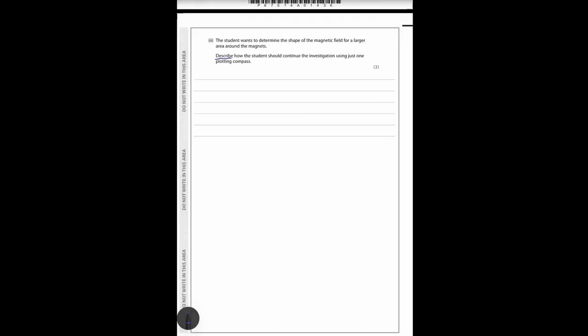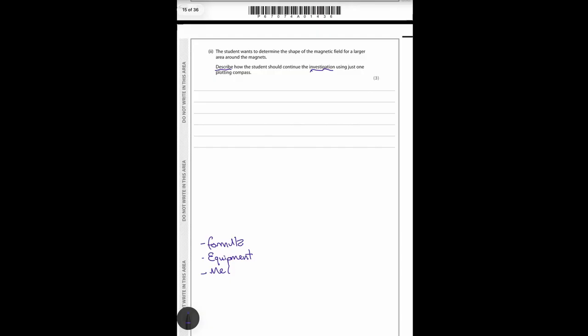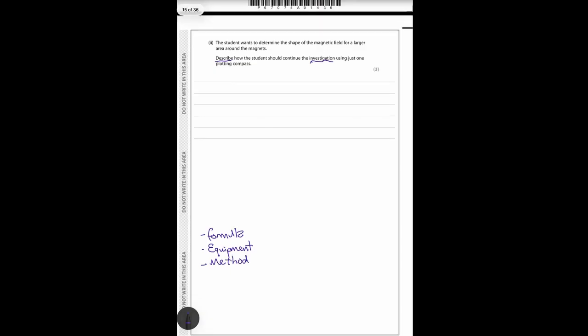Okay, so this is one about describing an investigation. Whenever there's a describe an investigation one, I'm always going to try to do the same thing for all of them. I'm going to use a formula if there is one, and then I'm going to go for equipment, the measuring equipment. I'm going to go for the method, so anything reasonable at any kind of detail. And then I should always say repeat and take an average anyway, and plot a graph if it's relevant.